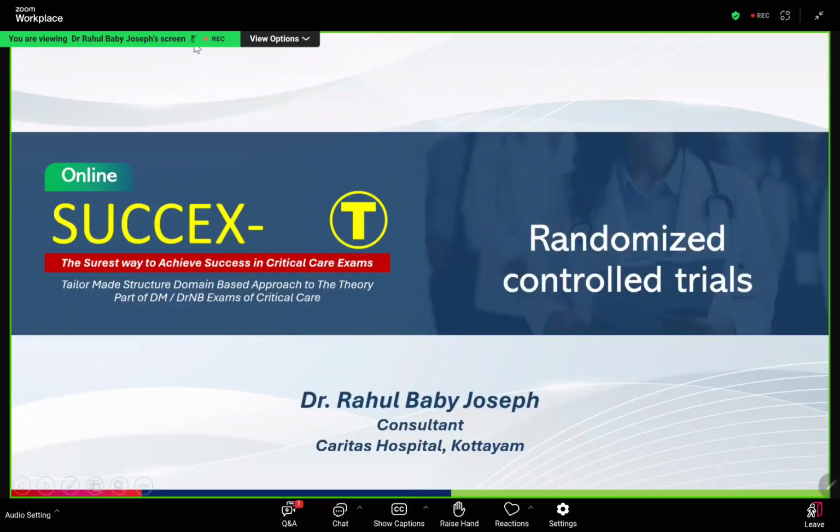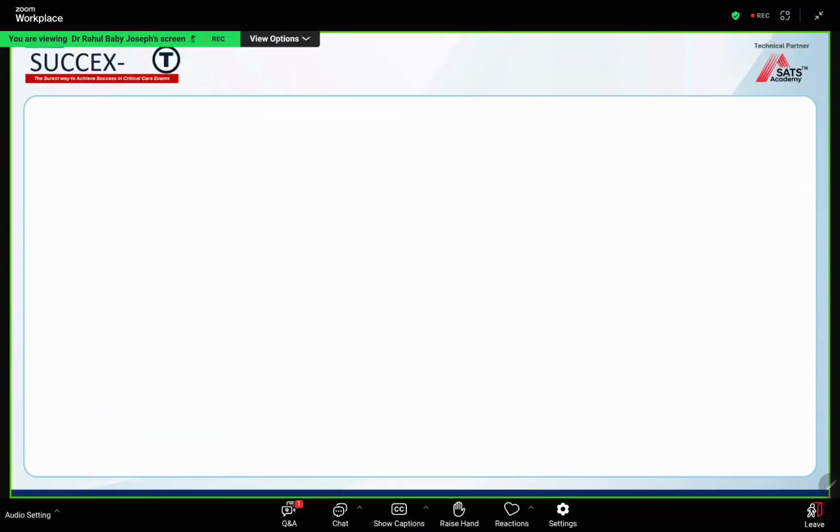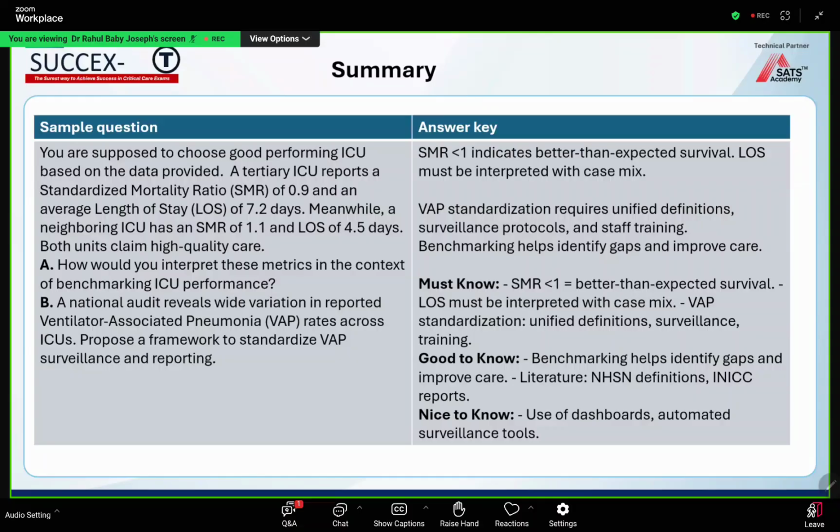Any queries here actually? Because this is slightly a different topic. SMR is quite an important one because it's commonly still used across the globe, even though it has so many problems, because it is the easiest tool available to compare.